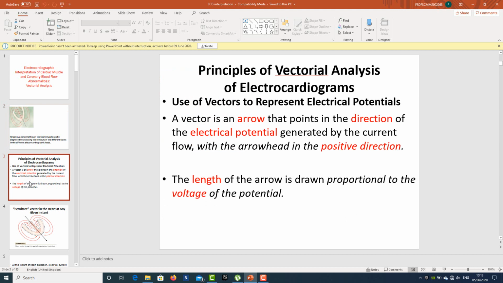Now, what are the principles of vectorial analysis of electrocardiograms? The use of vectors to represent electrical potentials. What is a vector? A vector is an arrow that points in the direction of the electrical potential generated by the current flow, with the arrowhead in the positive direction. The length of the arrow is drawn proportional to the voltage of the potential.